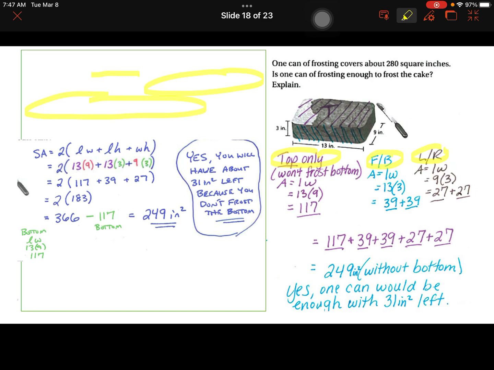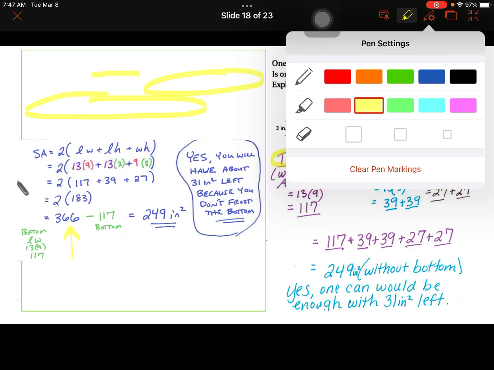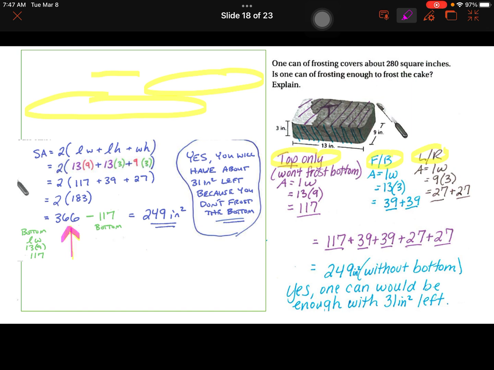If you're using the formula, what you need to recognize is this would be the total surface area with everything, 366. So if you had 366, you tried to frost the bottom. You just need to imagine tracing the bottom, and that is 13 by 9, which is 117. So I had to take away the 117, and that's where we get the 249. So either way, you can use the formula and then take away, or you can just break it down by each shape and go from there.